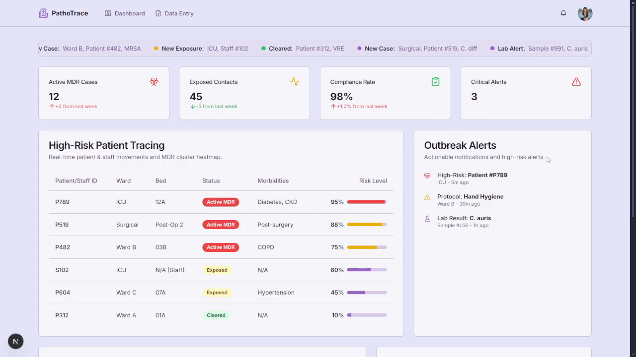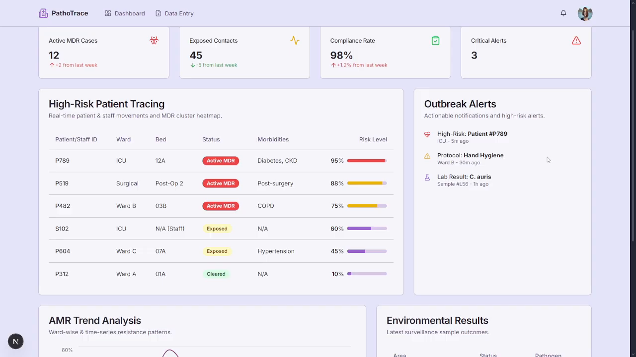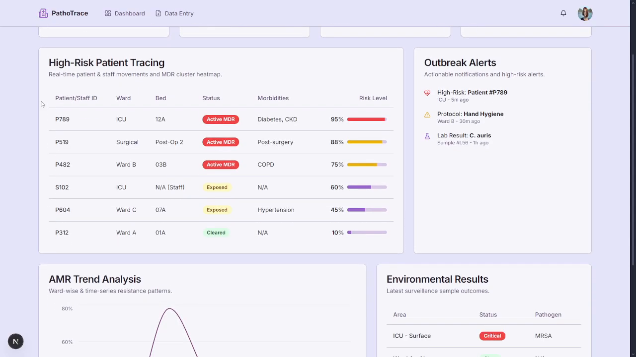Moving on to outbreak alerts, this is the actionable notification of the high risk alert. So if the patient is at high risk, then we see the patient and which location, so that we will be able to quickly identify the patient at high risk and also keep track of the contacts that they have been with, and that is digital contact tracing. Similarly, what protocols have been followed and the lab results can be immediately identified on this interface, which will go across to all the doctors.